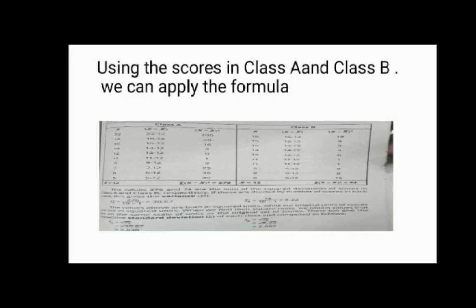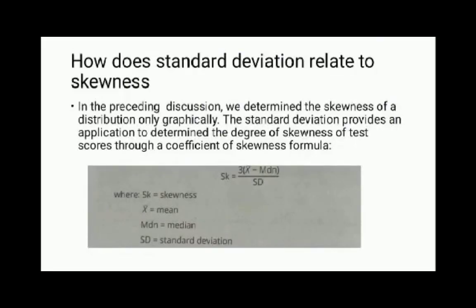Then, let's proceed to the next discussion by Jane. How does standard deviation relate to skewness? In the preceding discussion, we determined the skewness of a distribution only graphically. The standard deviation provides an application to determine the degree of skewness of test scores through the coefficient of skewness. We have a skewness formula: Sk is equal to 3 times quantity X bar minus median over SD, where Sk is skewness, X bar is mean, Mdn is median, and SD is standard deviation.